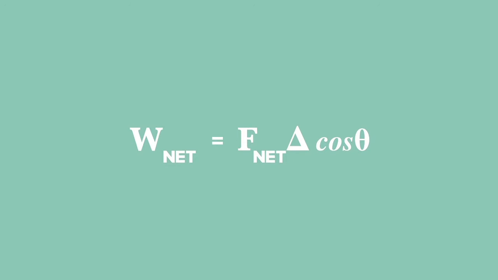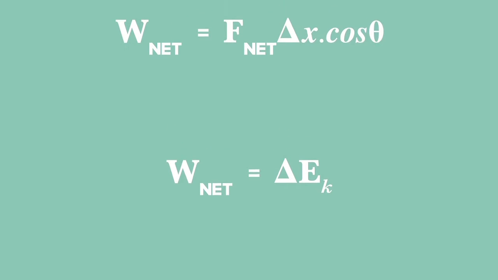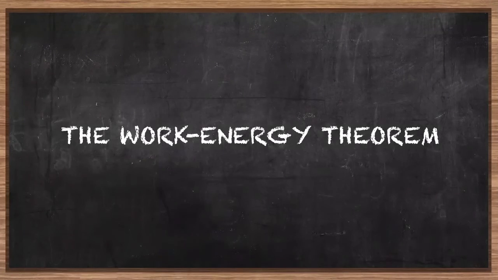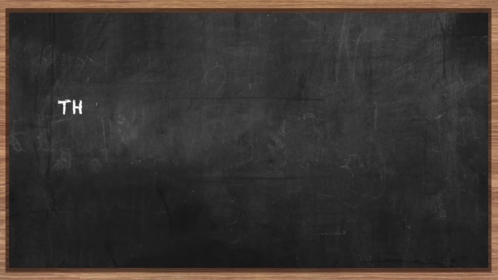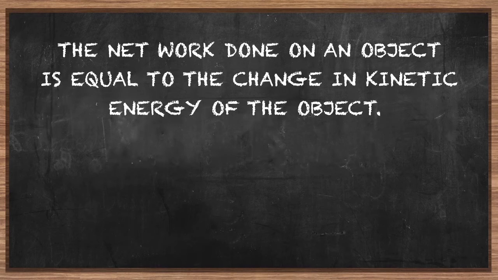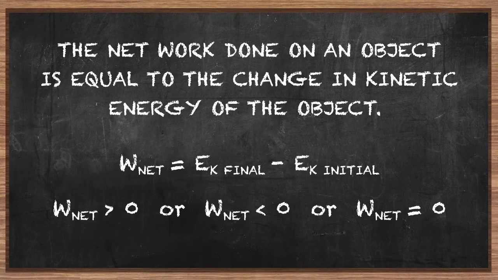We've proved this new idea of energy and work being related to one another by using Newton's second law and an equation of motion. We've done this to prove the work-energy theorem. The work-energy theorem says this: the net work done on an object is equal to the change in kinetic energy of the object. This means that the net work done on an object is equal to the final kinetic energy minus the initial kinetic energy. Net work done is either positive or negative, or of course it could be zero.